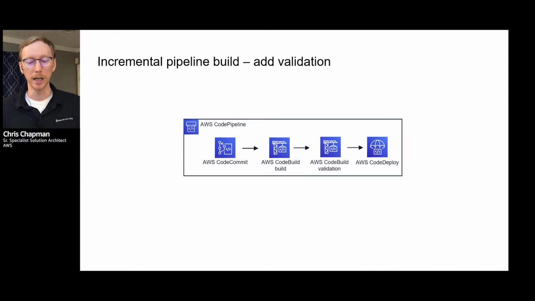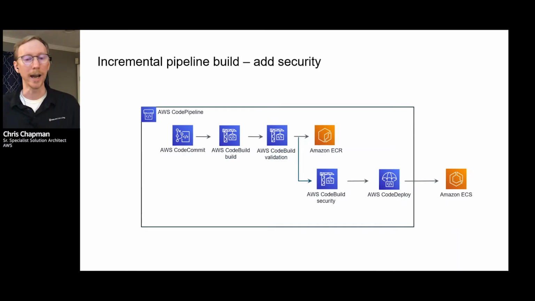Now we can start to get even more complicated. We can add in things like security. So we have a lot of third-party partners that can do on-the-fly security scans. There's some AWS services that do this as well. We can start to inject those as stages into the pipeline along the way. So at this point now, we've built ourselves up. We know we've got code that works. We know it can deploy. We know it's valid. And now we're securing it.